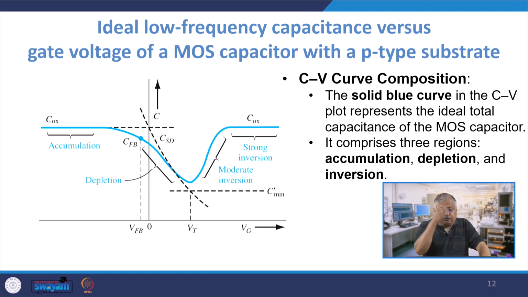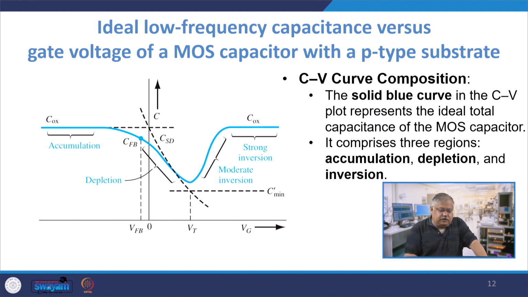So, let us come to the ideal low frequency capacitance versus gate voltage of a MOS device. Now, what we have plotted here is capacitance on the x axis and the gate voltage on the y axis, right. The solid blue curve which you see is basically my CV characteristics. And the 3 regions are already inbuilt in this section.